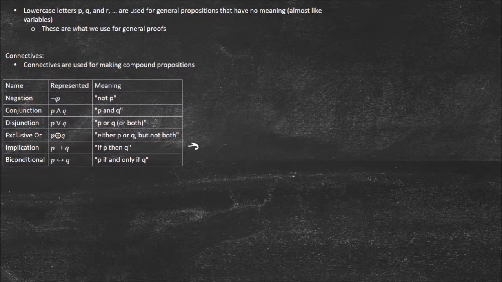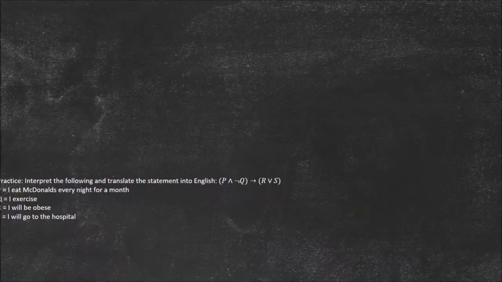Then the biconditional, P if and only if Q, that's kind of like the implication going back and forth. So if P is true, Q must be true. And if Q is true, P must be true. And we'll talk about that later on in a separate video as well. Just want to give a quick introduction here. So now let's do some practice.